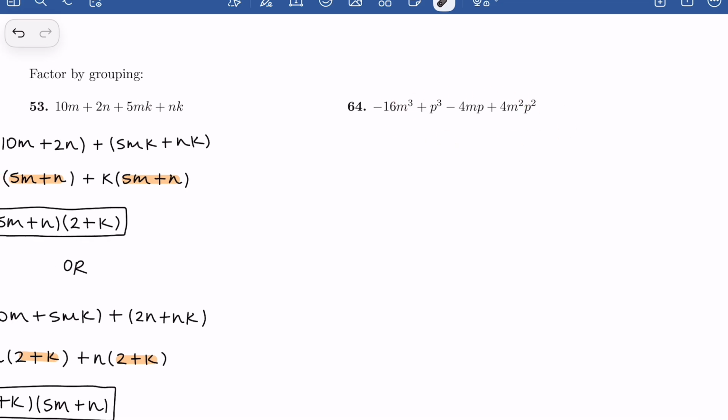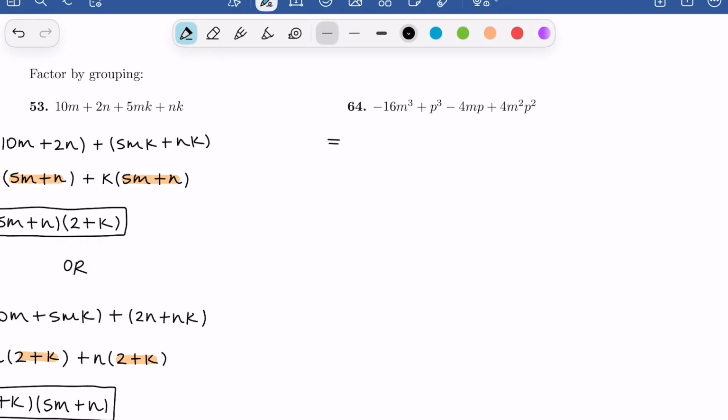Now again, our first step is to group the terms so that each group shares a common factor. So looking at the terms here, we have minus 16m cubed and p cubed. Now, clearly these do not share a common factor, so I'm not going to group them here. But notice minus 4mp shares a common factor with minus 16m cubed. And then this one shares a common factor with this one. So that tells me I can group them in that way.